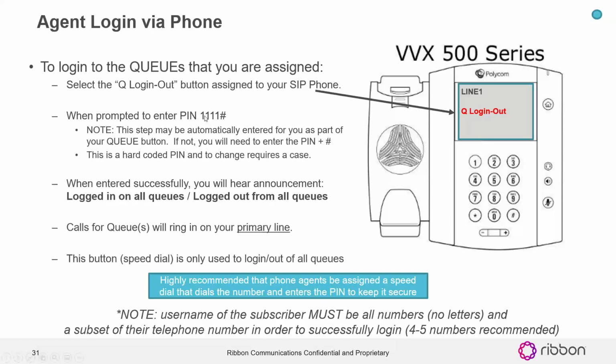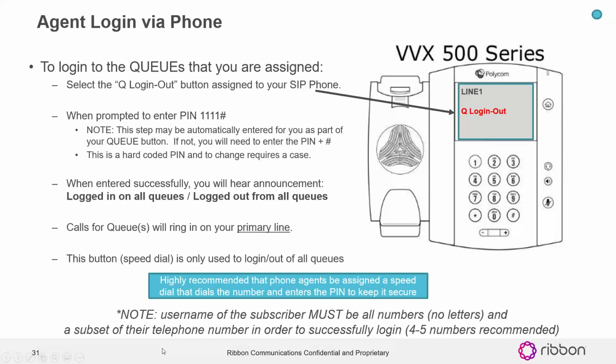But every single queue has a default password of 1111#. And so we don't want that to be common knowledge. So you'll want to put that in there for security reasons. If you want to change that, absolutely, it does require a case and we can change that. And do remember though that the calls for the queue will come in on your primary line.